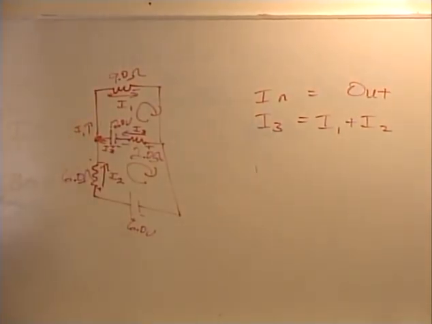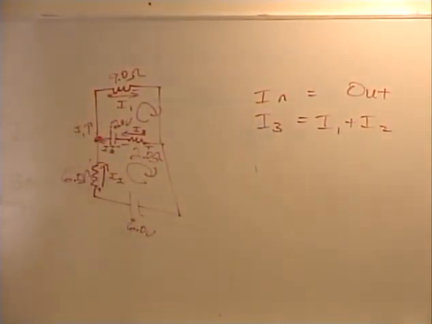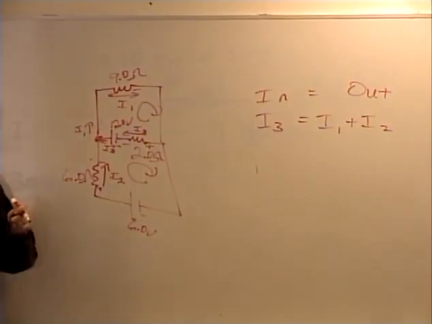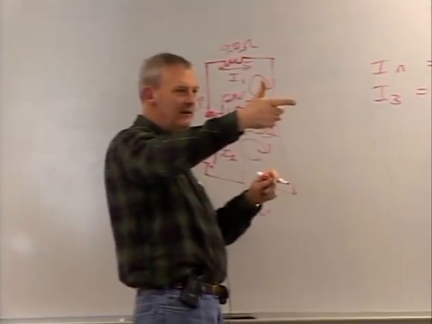Now, I'm going to rearrange this a little bit. I'm three-fourths of the way through constructing my first equation. I want three equations and three unknowns, so I want I1, I2, I3 equals something.